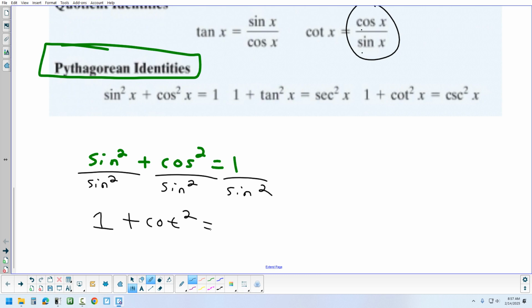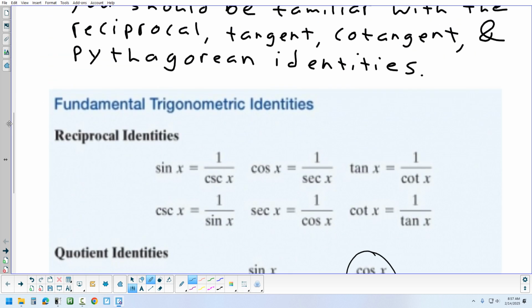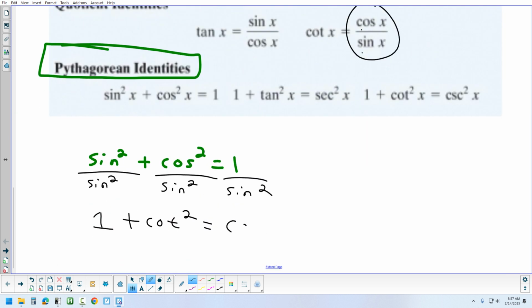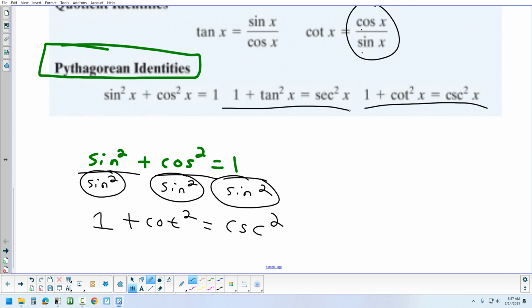And 1 over sine squared. Well, we already have 1 over sine is cosecant. So what do you think 1 over sine squared is? Cosecant squared, yeah. And if you look at that one, 1 plus cotangent squared equals cosecant squared, that's the last one right there. All right. So if you divided everything here by cosine squared, you could get that one. Right? So if you can remember sine squared plus cosine squared equals 1, you can figure out the other two if you have to. Okay.